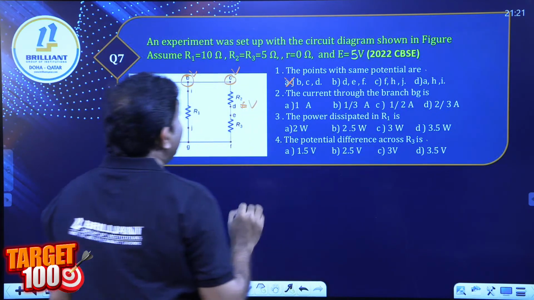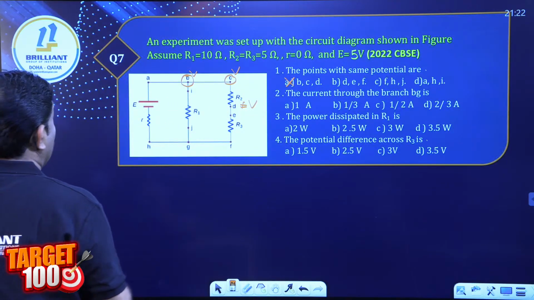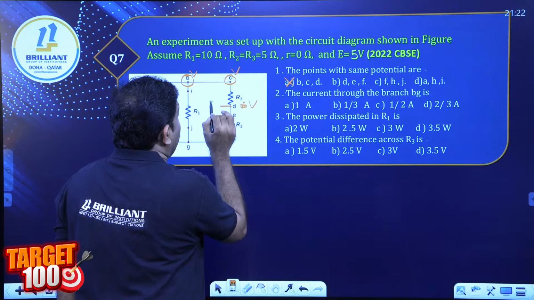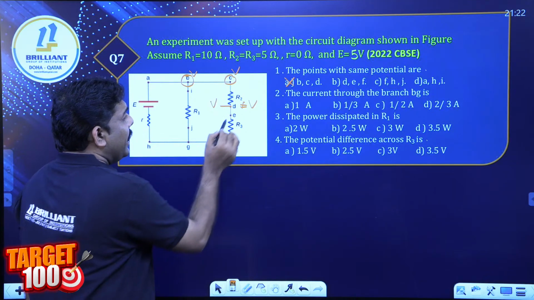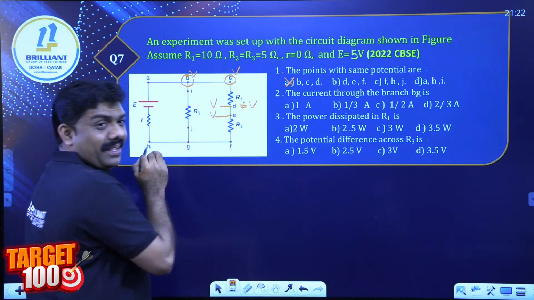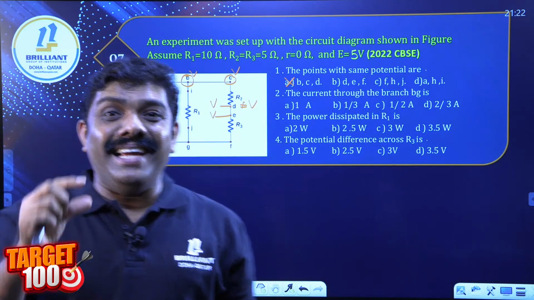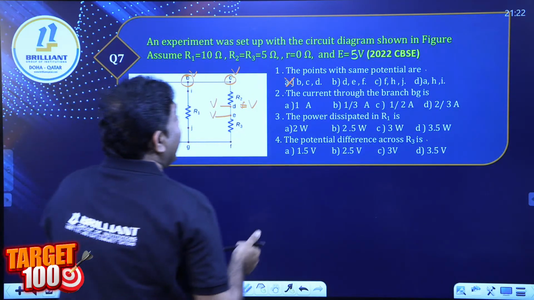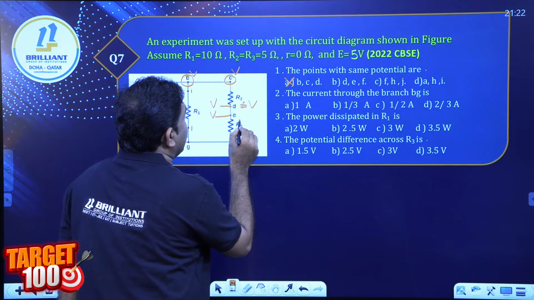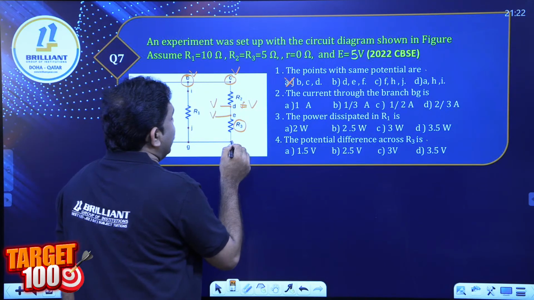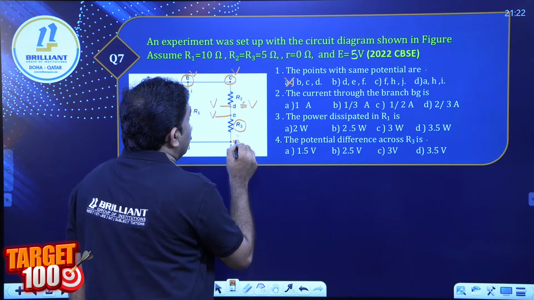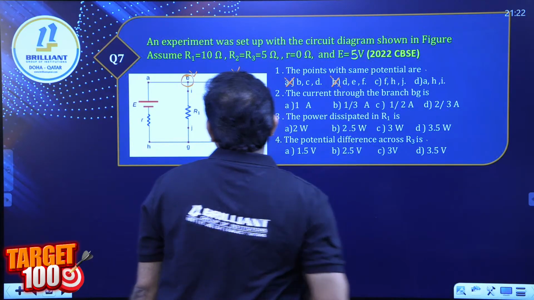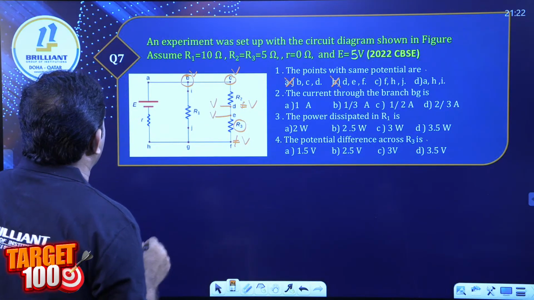Next one they are giving D, E and F. So that we are checking now. Look, suppose I am considering the potential at the point D is V. At the point E also V. Why? Because between D and E there is no resistor. So it's the same only. But at the point F, there is a resistance. So I can say at the point F the potential is not equal to V. So B is also wrong. Now they are giving F, H, J.